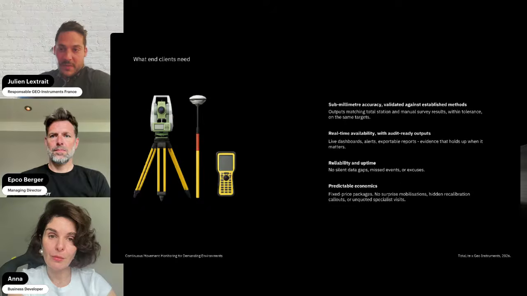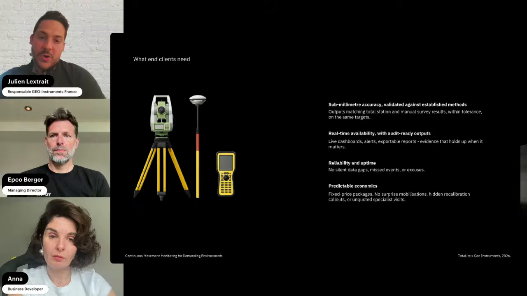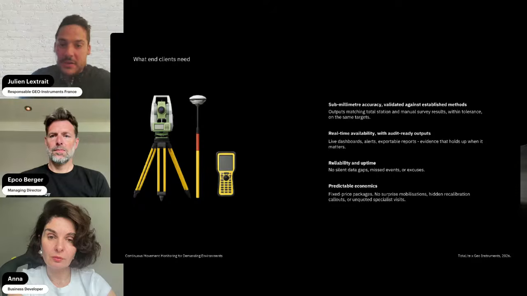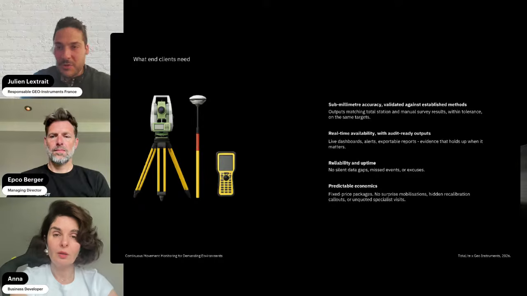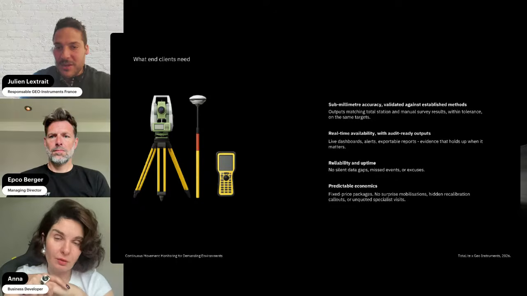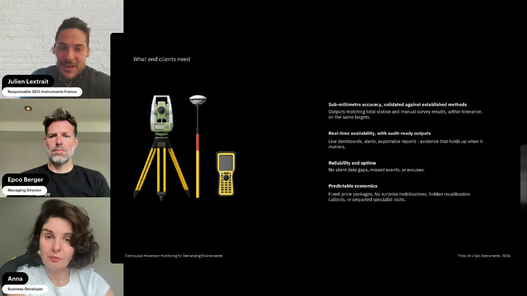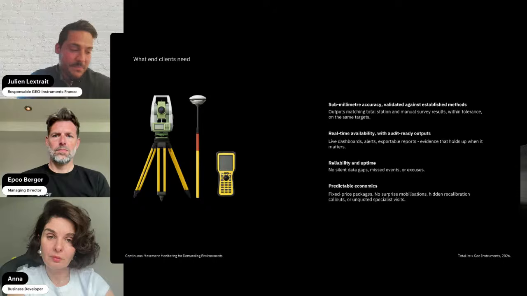Then what we try and push, as always, is reliability and uptime, which often leads us to choose one solution over another. What we want to avoid, in a perfect world, is a data gap, and we want uptime of the equipment. We can't have downtime of the equipment. And lastly, the economic side of things.